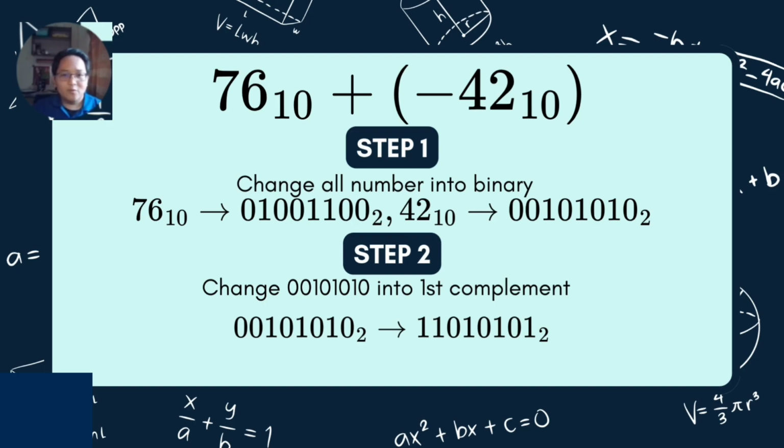Then we move on to the second step, where we change the negative 42 binary form into the first complement, which will be 11010101. It becomes like this because to get the first complement, we just need to invert the binary form. So how do we do it? We just invert all the digits here, which is 0 to 1 and 1 to 0, and it will become as shown here, 11010101.